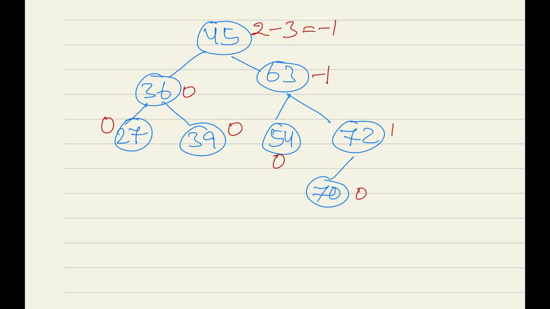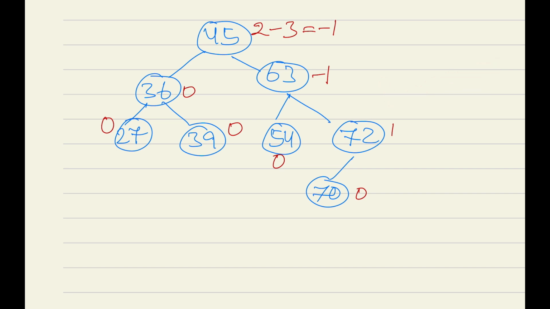So it will be 2 minus 3, that is -1. So here you can observe for all the nodes the height of left subtree minus the height of right subtree, or we can say for all the nodes the balance factor will be 0, 1 and -1. So this one is an AVL tree.